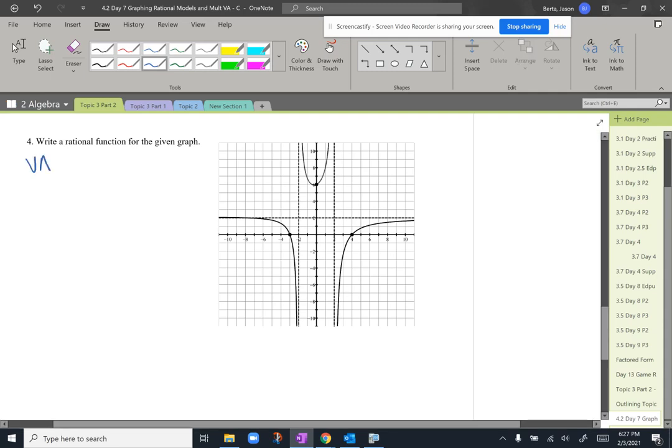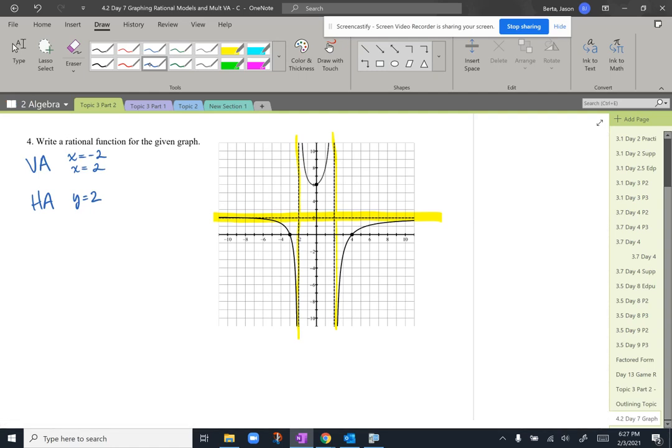We've got two vertical asymptotes. One of them crosses the x-axis at -2, and the second crosses at +2. So we've got x equals -2 and x equals 2. We have a horizontal asymptote, and that crosses the y-axis at 2. So the equation for that line is y equals 2.